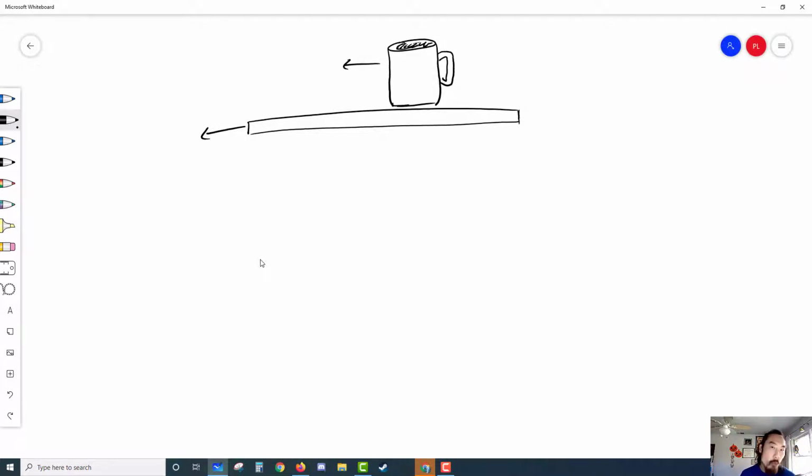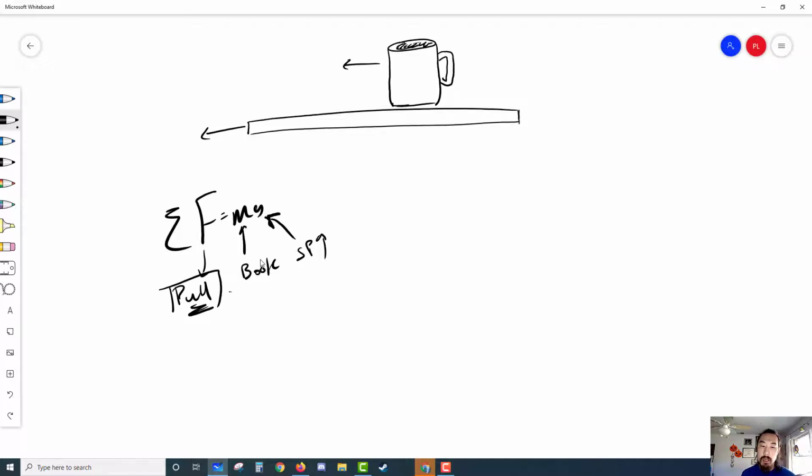Did we exert a force on the mug? The answer is no. I never touched the mug. I only touched the book. So according to Newton's second law, the only reason why the book accelerated from rest, so it sped up, is because I exerted a pull. I pulled on the book, therefore the book sped up and accelerated. I never touched the coffee mug. So what did cause the coffee mug to also accelerate?